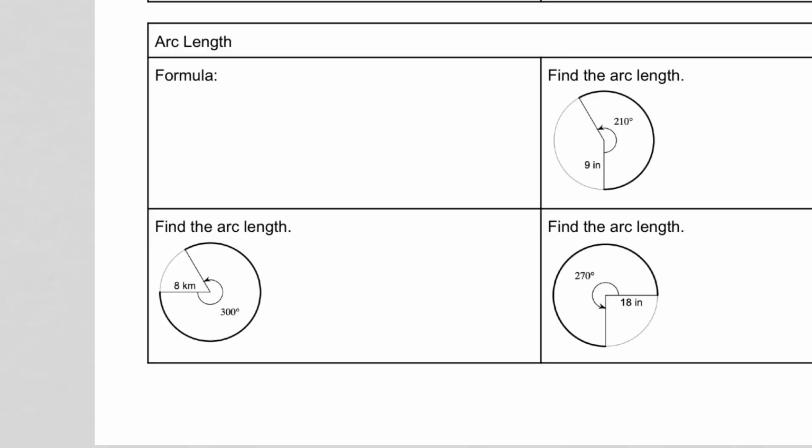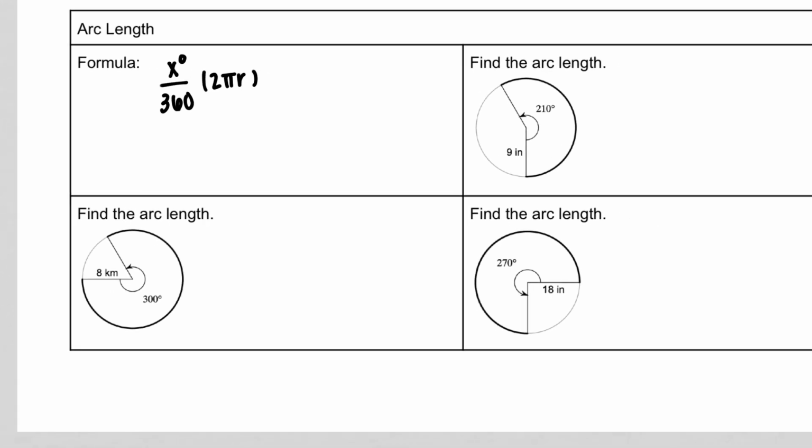For arc length, the formula is very similar. What you'd start off with is the same, so x degrees over 360. The only thing that changes is what's in parentheses, and it is 2 pi r. So when I look over at this example, again, same rules apply. Whatever has a little degree mark goes on top of the fraction, so that is 210 over 360 times, I have 2 pi, and my radius in this problem is 9. So again, we're going to go ahead and plug all of this straight into the calculator. And when you plug that straight in, you should get 21 pi over 2.